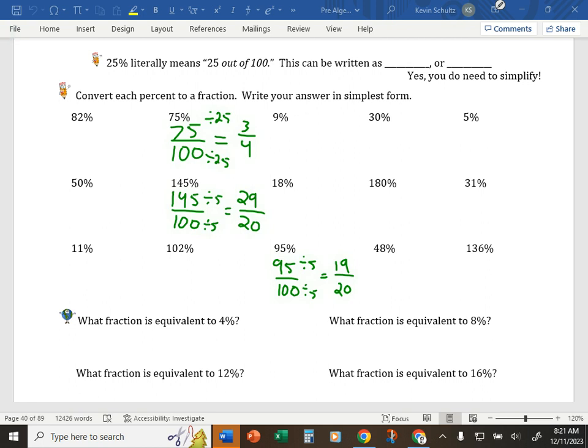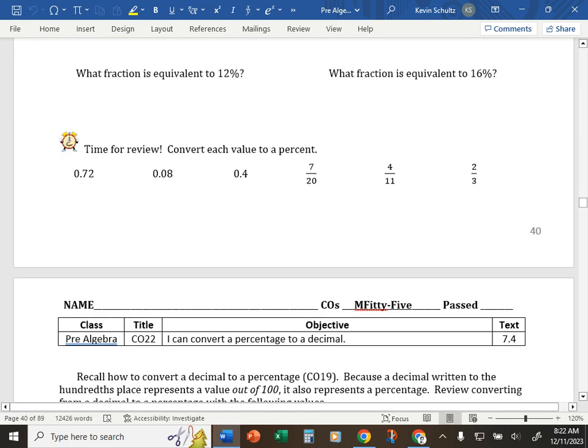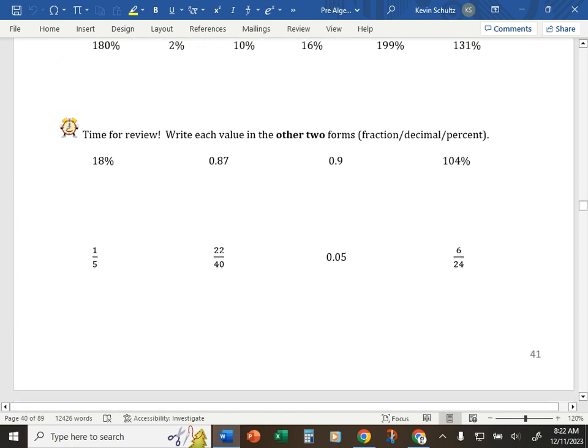If you remember, when you did CO22, we skipped this very bottom section. Now I would like you to do it because you've done all the conversions that we can do. It says write each value in the other two forms. So if it's given to you as a percentage, you're writing it as a decimal and a fraction. So 18% as a decimal would be what? 0.18.